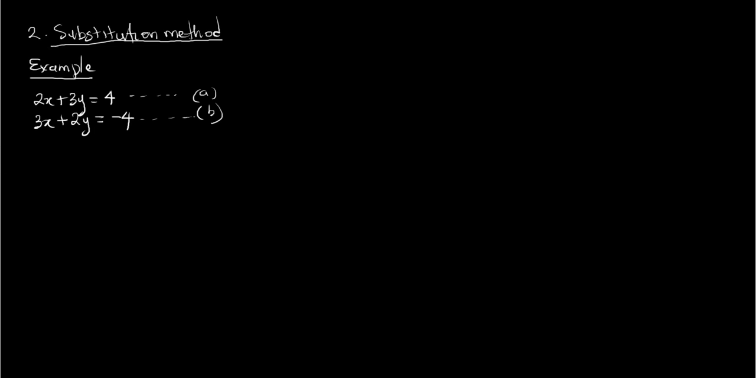So if we want to use the steps, the first step I explained before had to do with making one of the variables the subject of the formula. Let's pick equation A. If we make x the subject of the formula, we're going to get 2x is equal to 4 minus 3y. Therefore, my x is going to be 4 minus 3y divided by 2.